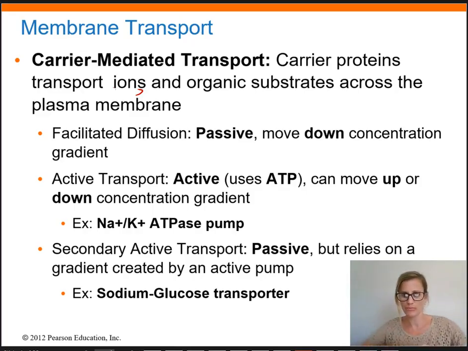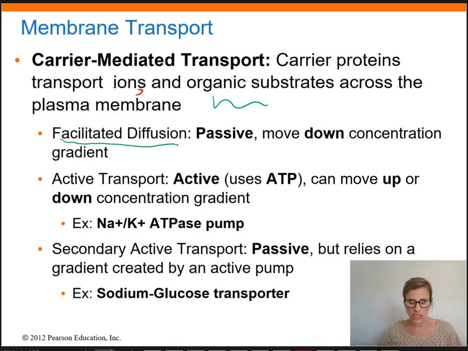They can transport organic substrates like glucose across the plasma membrane. And there are multiple different types of carrier-mediated transport. So when the cell is moving ions or glucose or amino acids across the membrane, there are a couple of different types of this. There's facilitated diffusion, which is really simple diffusion that we've already talked about, right?